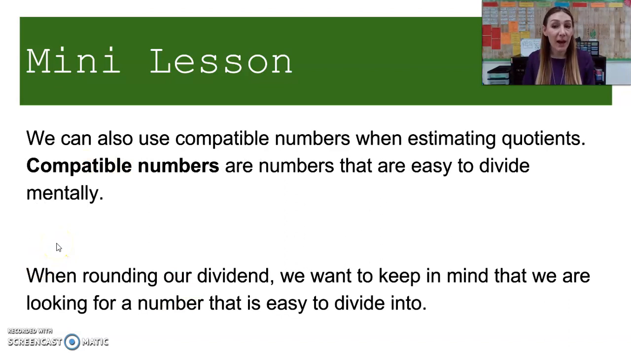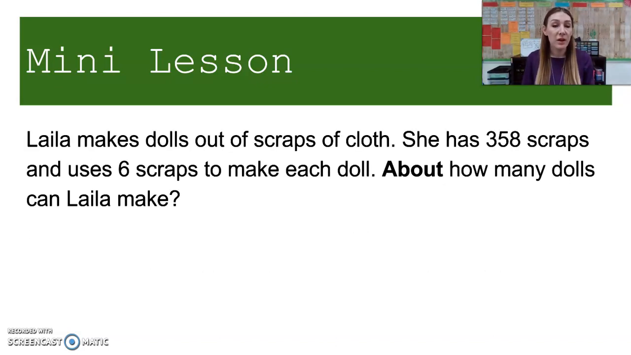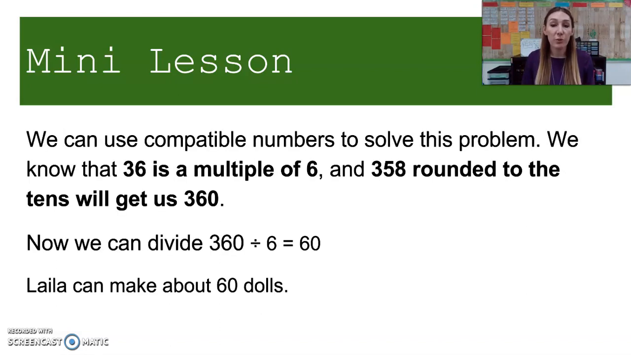We can also use compatible numbers when estimating quotients. Compatible numbers are numbers that are easy to divide mentally. When rounding our dividend, we want to keep in mind that we are looking for a number that is easy to divide into. So for this example, it reads, Layla makes dolls out of scraps of cloth. She has 358 scraps and uses 6 scraps to make each doll. About how many dolls can Layla make? So we can use compatible numbers to solve this problem.